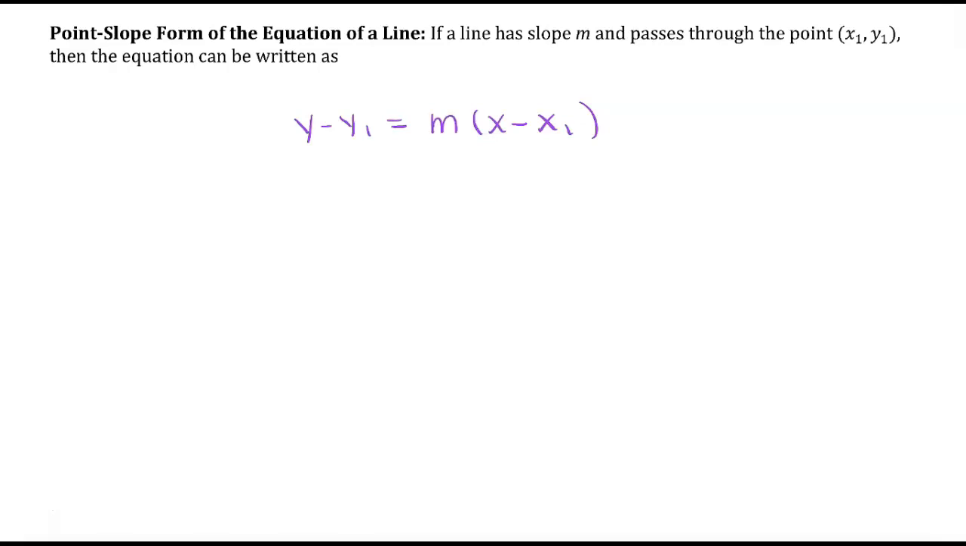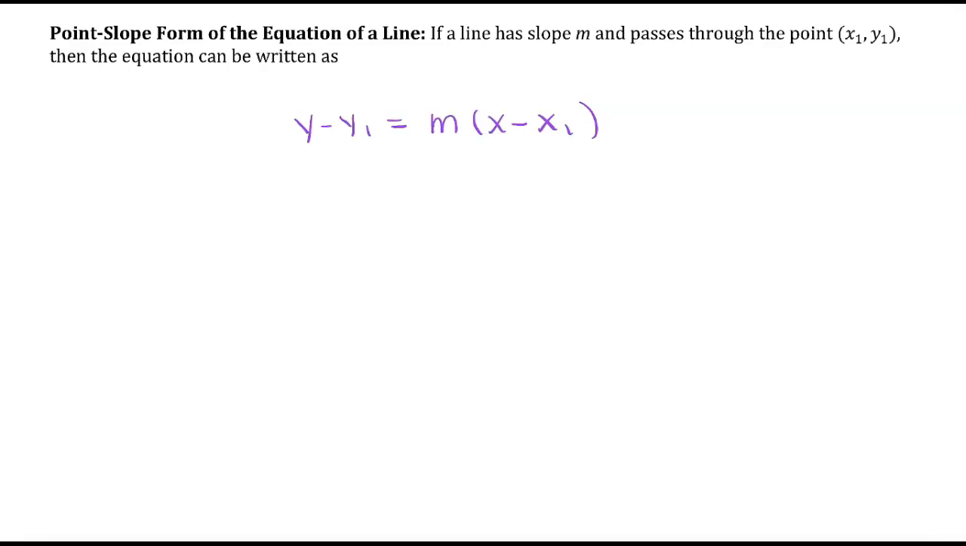Here's why this is helpful. If we know the slope of a line and we know one point on the line, then we can use that information to write the equation of the line. If you're wondering where this came from, I'll show you real quick.